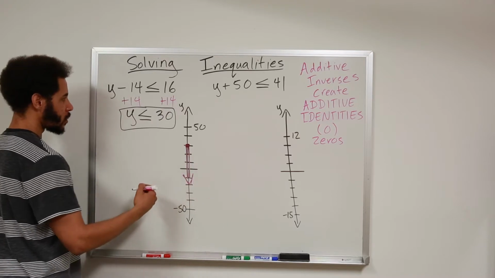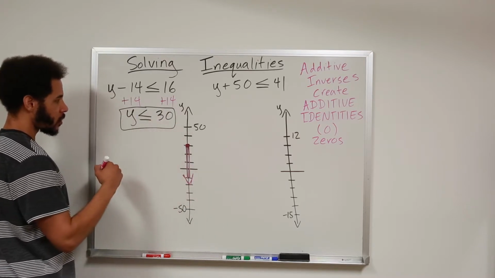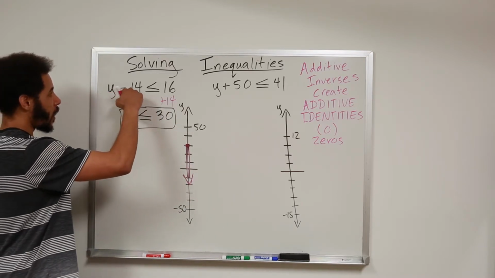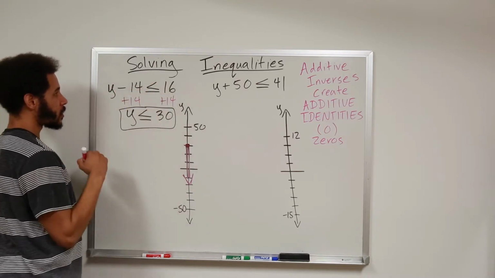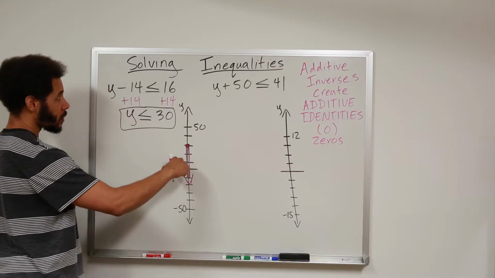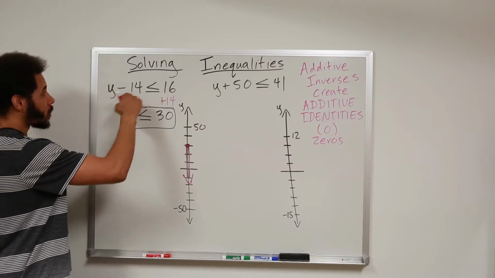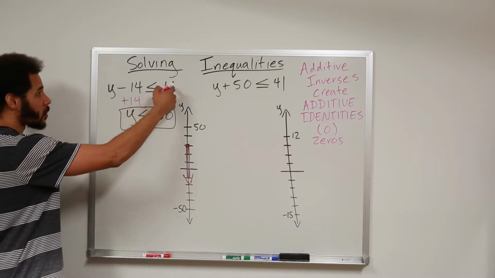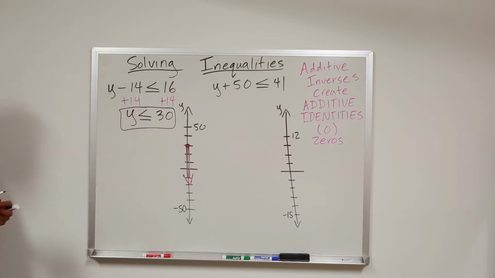0, if it's there, is always the easiest. 0 is less than 30. That works. 0 minus 14, negative 14 is less than 16. If we want to pick a slightly more difficult number, maybe we want to pick 10 right here. 10 minus 14 is negative 4. Negative 4 is less than or equal to 16.